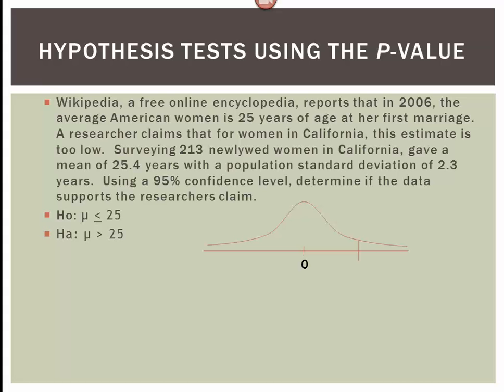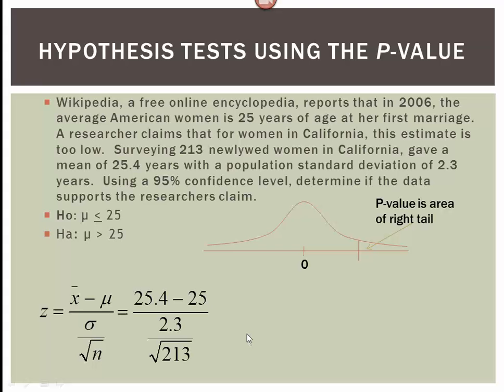Now, my test came up with a value that was larger than 25, so we know it's going to be here on the right. And then whatever that test statistic value is, we're going to find the area of the right tail. So we put in our numbers, and we run our test, and we see 2.54 is the magic number. So again, this goes with that 25.4.